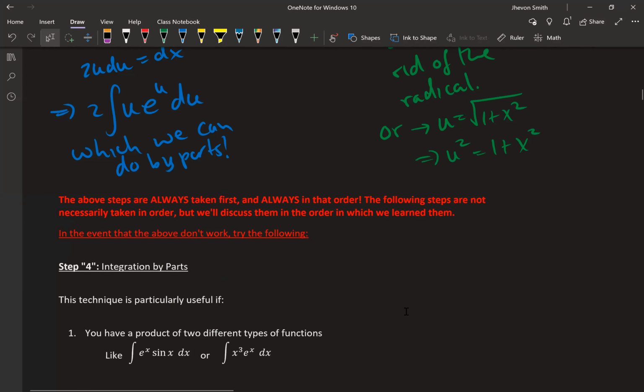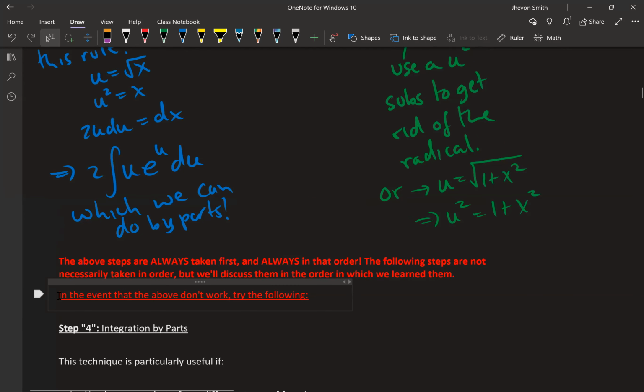There are going to be things that you're going to look for that I'm going to explain. And again, you would only do the following in the event that the above don't work. You always do the first 3 and try to get them to work, because if they do work, it's going to be the easiest ones to get to work.